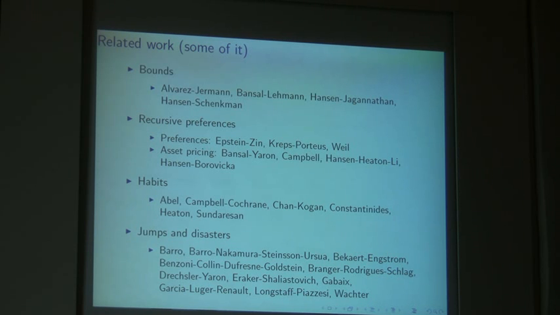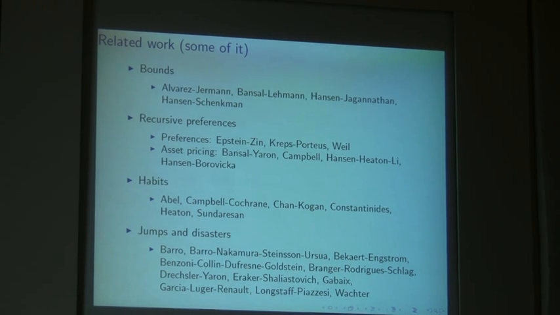So again, there are lots of people who work on these problems: Albrecht, Jordan, Van Binsbergen, Hansen, Jagannathan, Hansen, Scheinkman. Lots of people work with recursive utility models and asset pricing, lots of people with habit models, and there's really a big and growing literature on disasters and tail risk. There's lots of stuff to read and lots of work to do if you're interested.